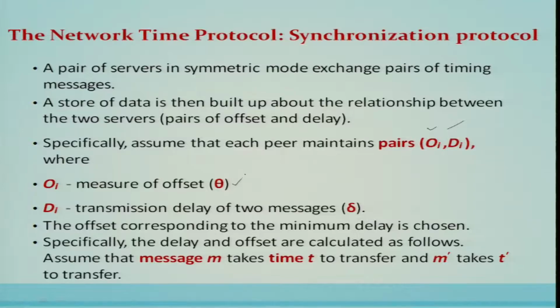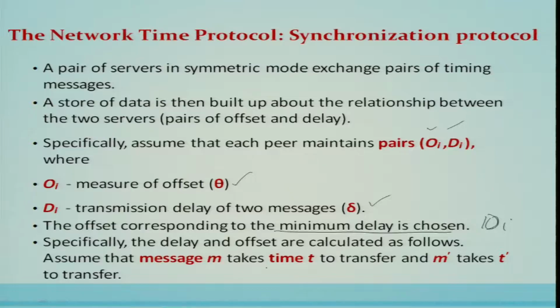So Oi is a measure of theta, that is the offset, and Di is the transmission delay of the two messages, that is little delta. The offset corresponding to the minimum delay is chosen, and that will basically be the Oi. Minimum delay is basically the Di. So specifically, the delay and offset are calculated as follows.